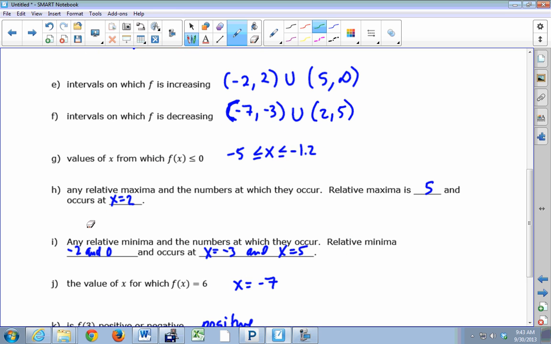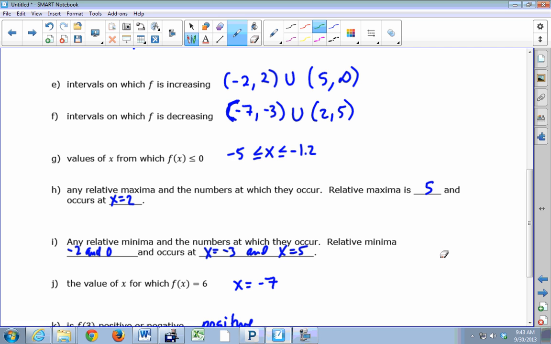Any relative maxima and the numbers at which they occur. So the relative maxima is 5, and it occurs at x equals 2. That's how we would fill that in. No, I don't want the coordinates. I want the absolute relative maxima value. The relative maxima is 5.